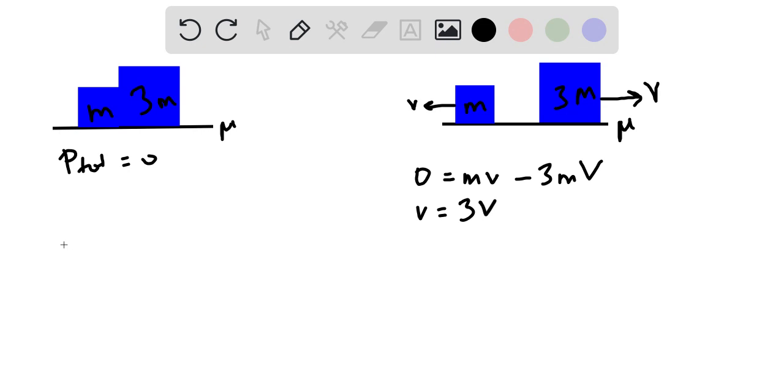Now, the friction force acting on the small block, which I'm going to denote by a small f, is going to be equal to the coefficient of friction times the normal force acting on the small block. And the friction force on the big block is likewise equal to the coefficient of friction times the normal force acting on it.